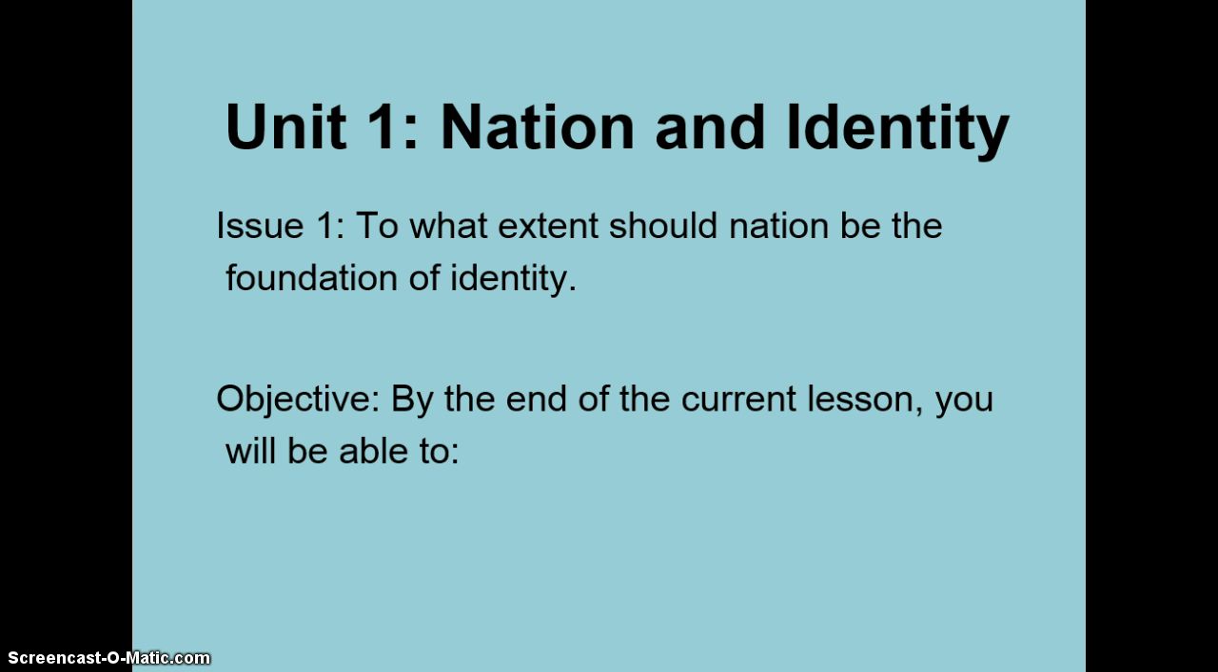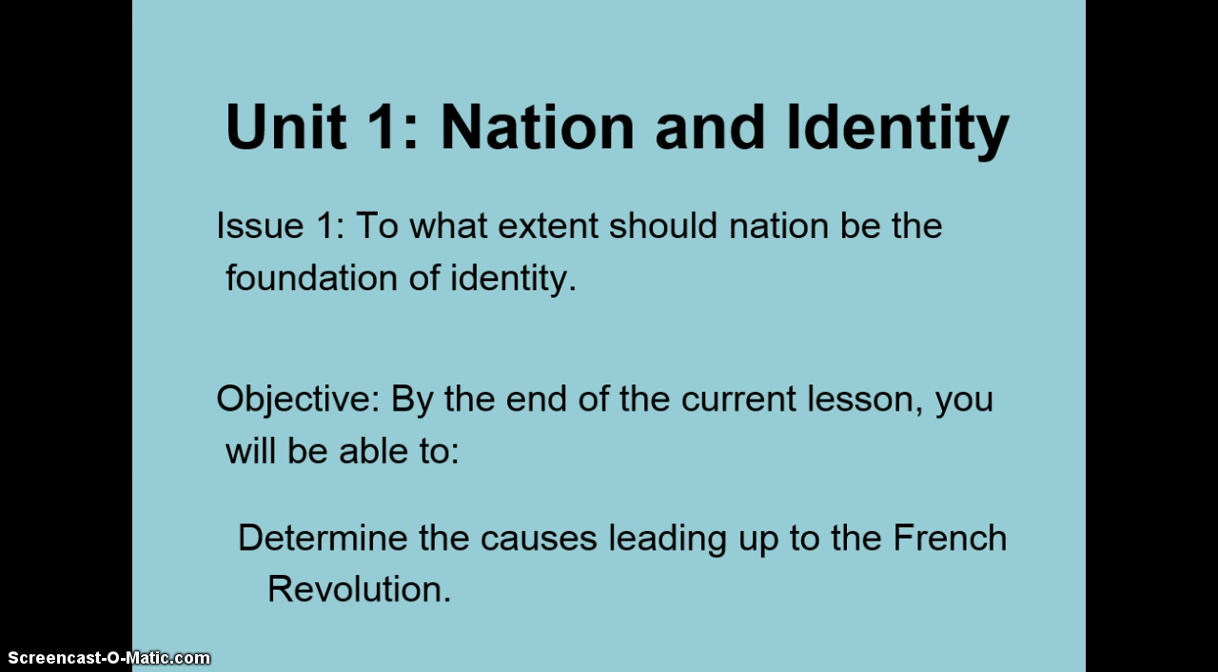So let's look at the objective for the current lesson. By the end of this current lesson, you should be able to determine the causes leading up to the French Revolution and understand the basic phases that the revolution went through.